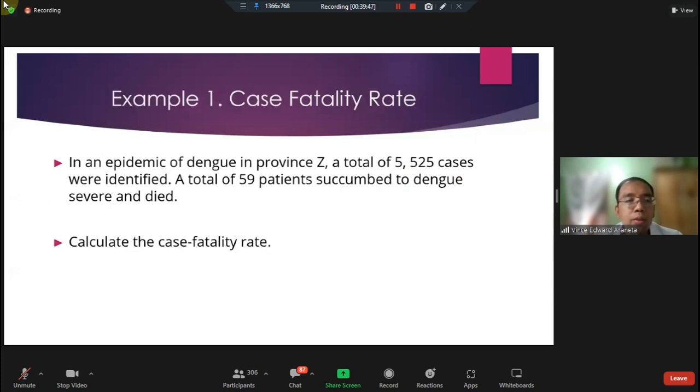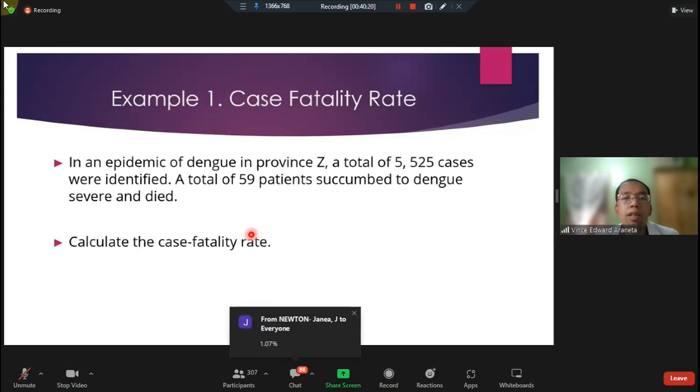Like for example, in an epidemic of dengue in Province Z, a total of 5,525 cases were identified. A total of 59 patients succumbed to severe dengue and died. What's the case fatality rate? You can use the 100%, but this is a very small number. Again, we can also express it per 1,000. You can have a percentage, but it's a very small number. For this case, you can also express it per 1,000. Okay, 1.07%.